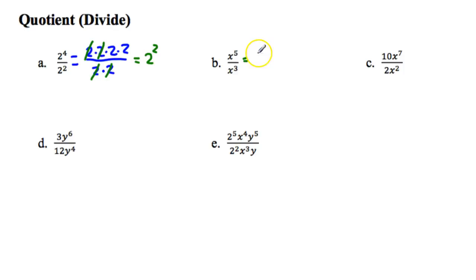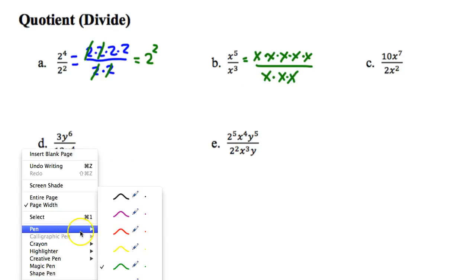All right, let's do it with some variables. We have x to the 5th on the top, so that's x times x times x times x times x. There are 5 of those? Yep. On the bottom, x cubed, x times x times x. So what is going to cancel?